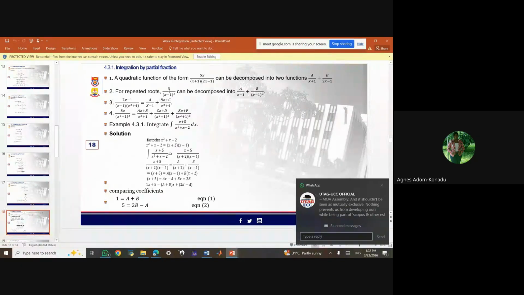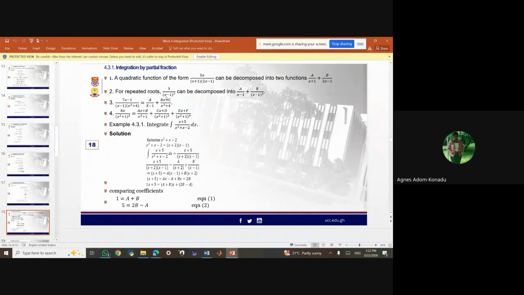The second case is when you have repeated roots. You see that the factors are x minus 1, x minus 1. The degree of the numerator is 0 and the denominator is 2, so you can go ahead and decompose. Because you have repeated roots, it's going to be A over x minus 1 plus B over x minus 1 squared. If it is to the power 3, then I'll have plus C over x minus 1 to the power 3.